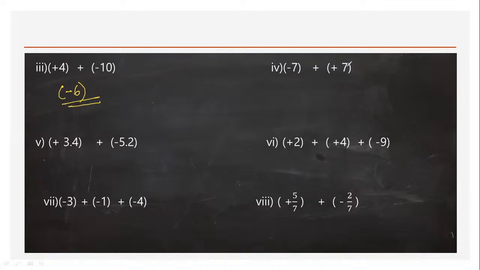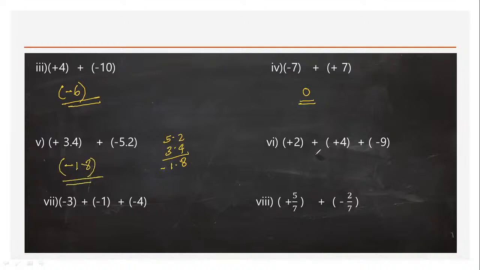And now 7 plus minus 7. Then 7 subtract 7 is 0, so the answer is 0. Here, take the difference of these two: 3.4 plus minus 5.2. Then 5.2 is the larger numerical value, but we are not concerned with the signs. 5.2 subtract 3.4 is 1.8. But this larger numerical value contains negative, meaning minus, so you write the answer minus 1.8.